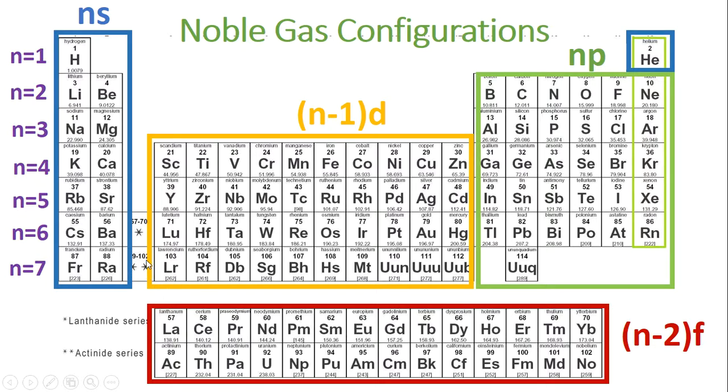So this here, if you were filling in number 60, since that would be in row 6, you would be filling in the 6s and then the 4f. And that would be 4f, 1, 2, 3, 4. All right.